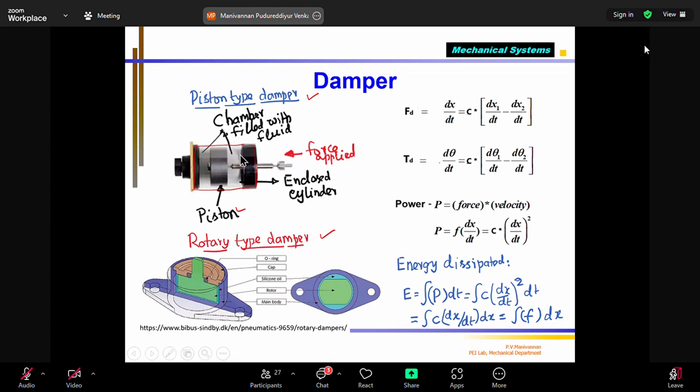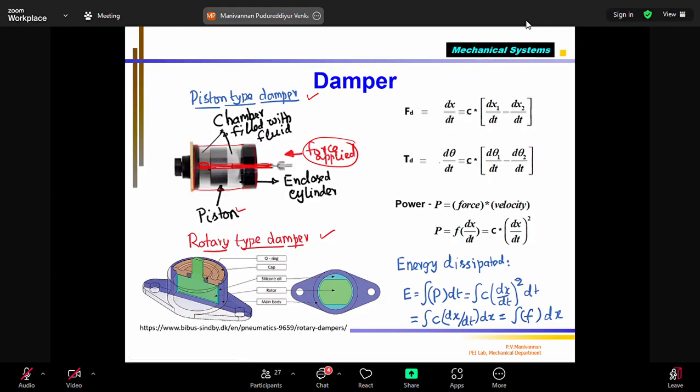Now, the piston is attached to one shaft. You can see that this is the shaft which goes internally up to this. It is there, okay, the fixation. Now, if you apply a force to the piston, the piston can move inside the cylinder.